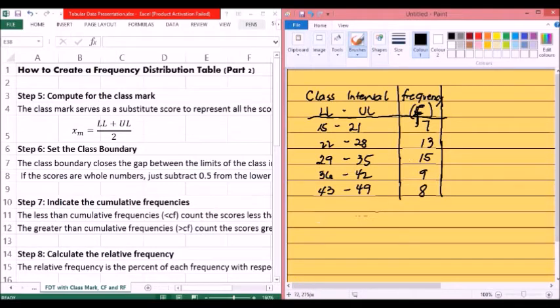By the way, our symbol for class mark is X sub M. So, class mark. I'll write it there. Fix it yourselves, just use a ruler. Okay, so to get the class mark, we add the 2 limits, then divide by 2. So 15 plus 21 divided by 2. You can use a calculator. 15 plus 21 is 36, divided by 2. So our class mark here is 18.